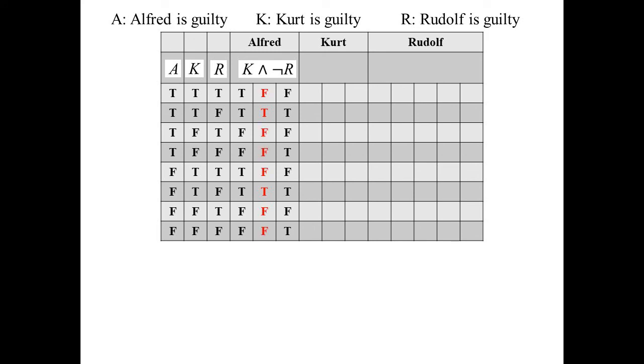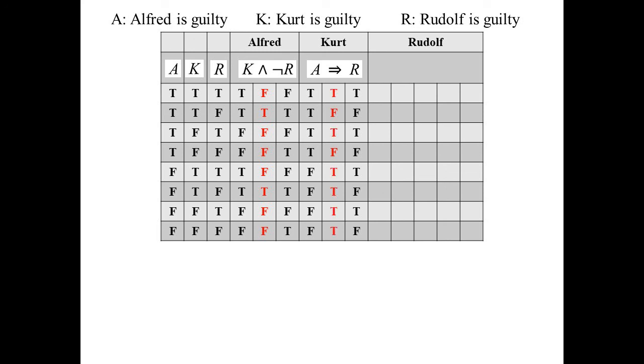Let's have a look at good old Kurt. Kurt's one is that Alfred is guilty implies that Rudolph would also be guilty. So plug in the values for A and R. Now, A implies R. The only ones that were false were true implies false. So all the others are true.